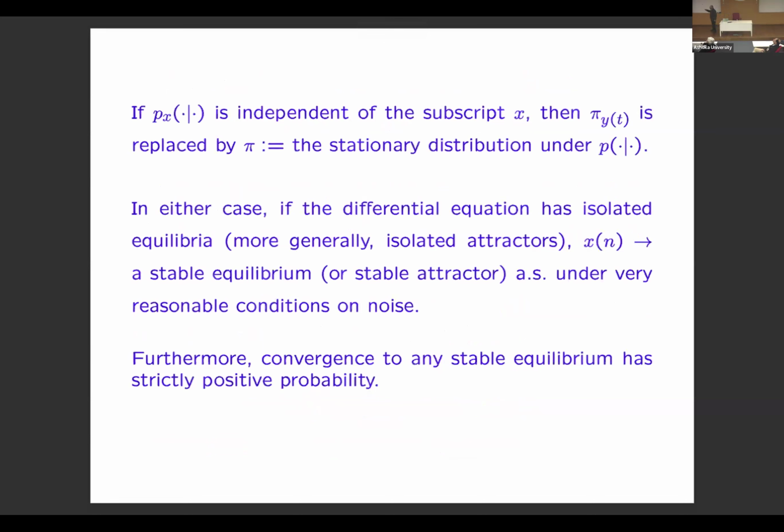I already said, if P is independent of the subscript, then Y(n) is just a Markov chain and you see the stationary distribution. What is true is that if the differential equation has some finitely many asymptotic behaviors, then the algorithm tracks them. And the interesting thing is that if it's an unstable equilibrium, it won't converge to it, assuming the noise is rich enough in all directions.